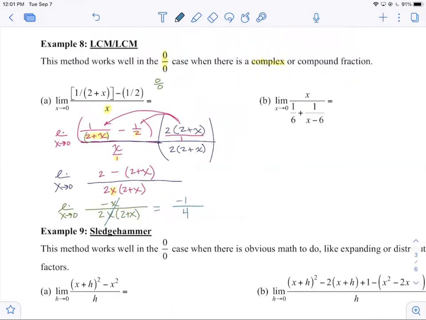So lick them over lick them. When you have a 0 over 0 and you have a complex fraction, this works by getting rid of the complex fraction in one fell swoop, and the bad guy should be able to divide out. All right, so whatever the function is, again, just to remind you, that function that doesn't have a name has a hole at 0, negative 1/4.